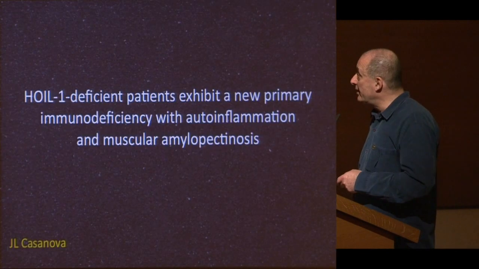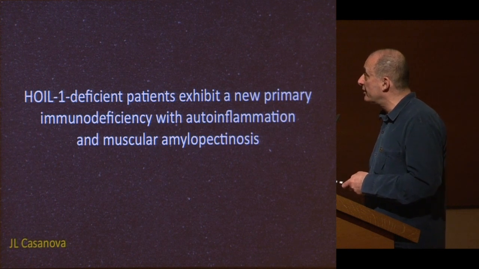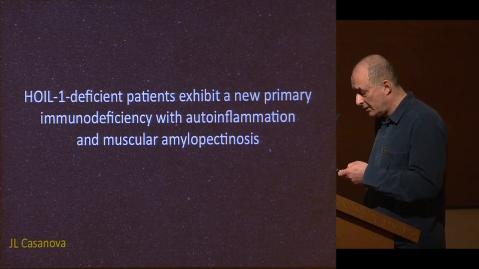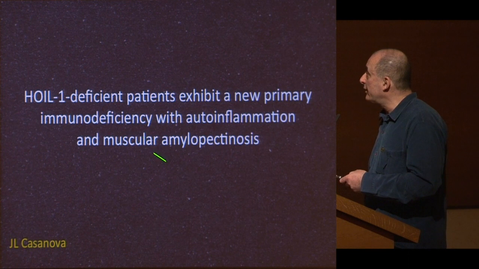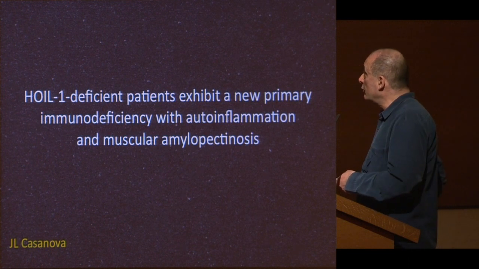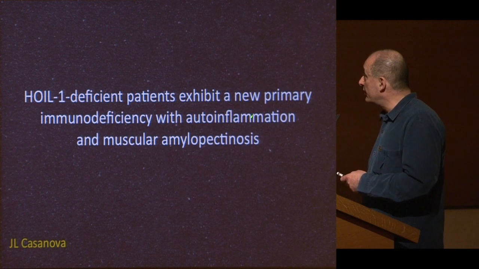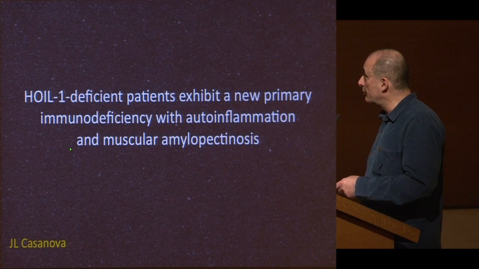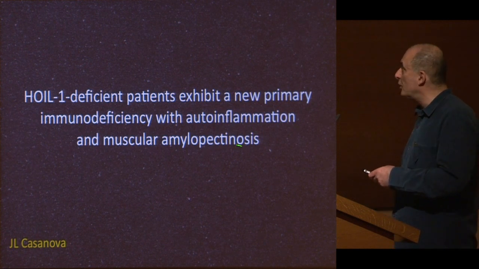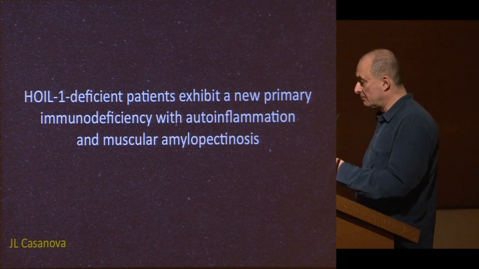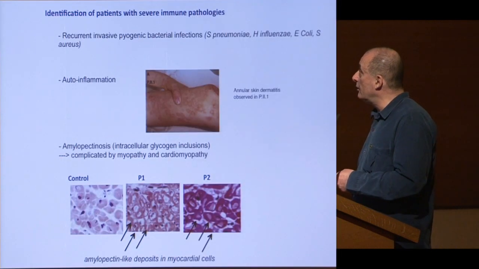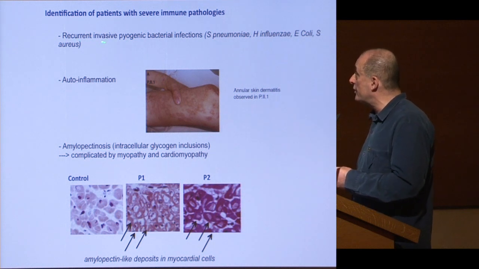Because, again, at about the same time we were interested in understanding what the role of linear and lysine 63 chains is on NF-kappaB activity. Jean-Laurent identified 3 patients which exhibit a new type of syndrome associating, in a rather unusual manner, immunodeficiency and autoinflammation with something even more strange, which is called amylopectinosis. And these 3 patients had a mutation in one of the subunits of the LUBAC complex, one of the regulatory subunits. So this is basically a summary of the characterization of the patients.